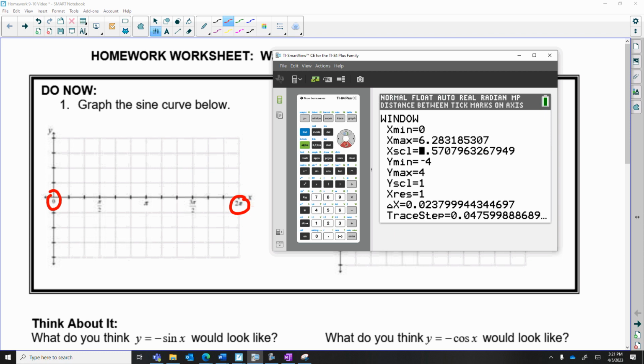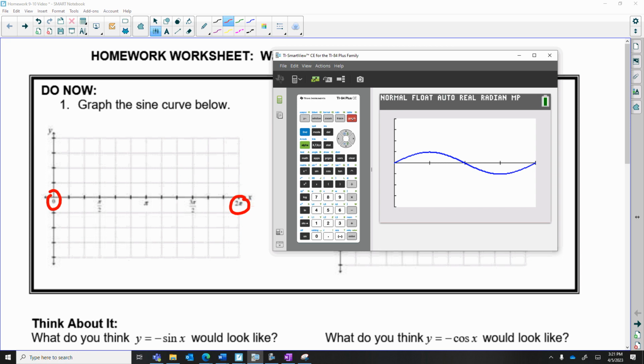And it looks like they're counting by pi over 2 on the x-axis, so we're going to put pi over 2, and -4 to 4 is fine. When we hit graph, we get one full sine curve.